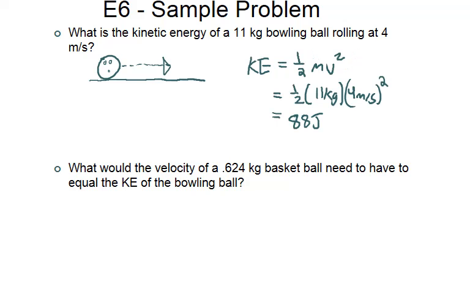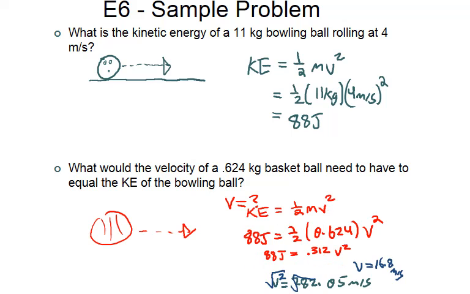All right, so 88 joules is the kinetic energy of the bowling ball. So we need to figure out how fast the basketball needs to go, and it'd be going 16.8 meters per second to get the same kinetic energy, much less mass here.